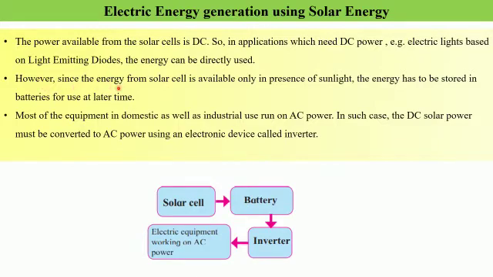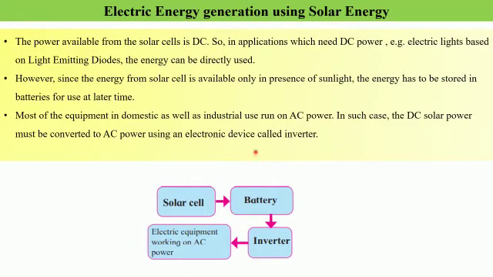However, since the energy from solar cell is available only in presence of sunlight, the energy has to be stored in batteries for use at later time. Most of the equipment in domestic as well as industrial use run on alternating current power. In such case, the direct current solar power must be converted to alternating current power using an electronic device called inverter. So because solar cells give rise to direct current, and most of the equipment that we make use of in our homes as well as industries use alternating current.